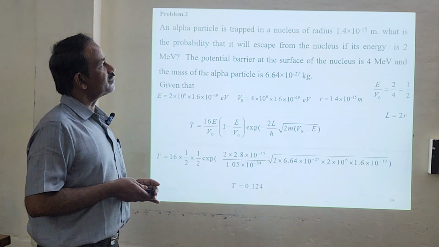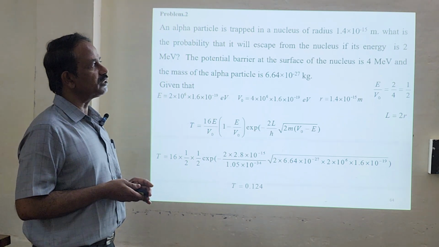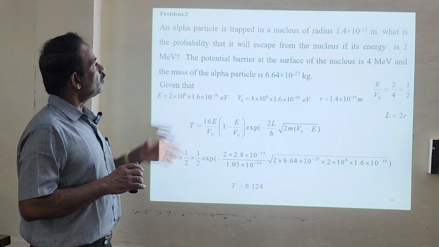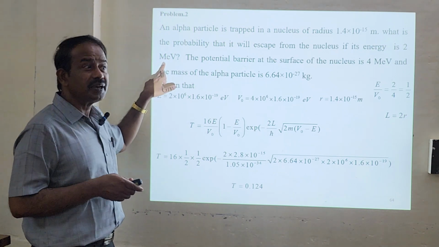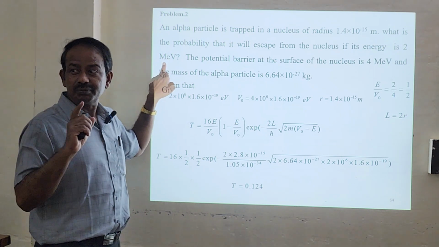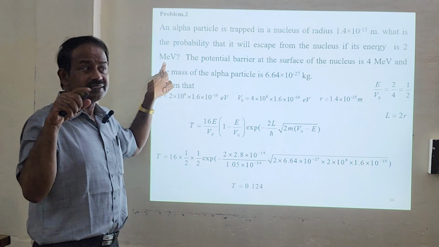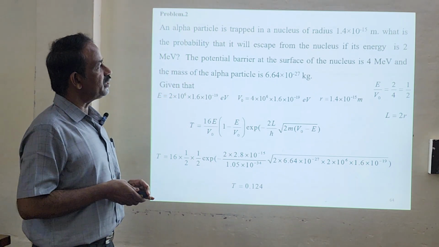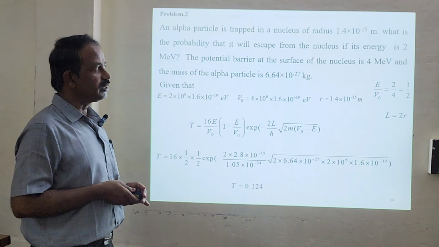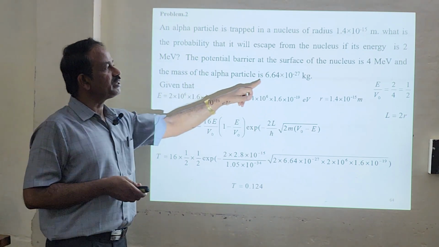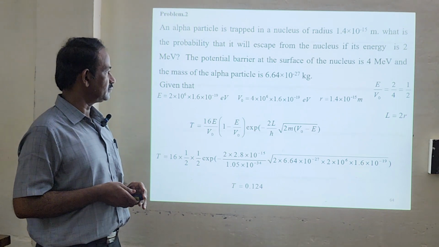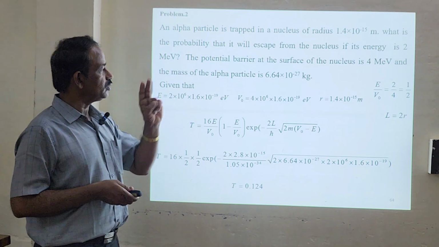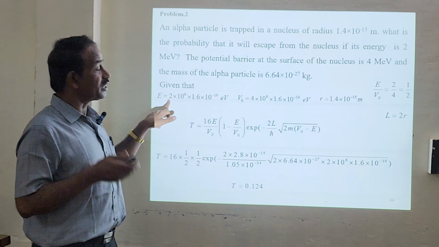An alpha particle is trapped in a nucleus of radius 1.4 × 10^-15 meter. What is the probability that it will escape from the nucleus if its energy is 2 mega electron volt? Mega electron volt is 10^6 electron volt. The potential barrier at the surface of the nucleus is 4 MeV, and the mass of the alpha particle is 6.64 × 10^-27 kg. So the energy must be 2 MeV.